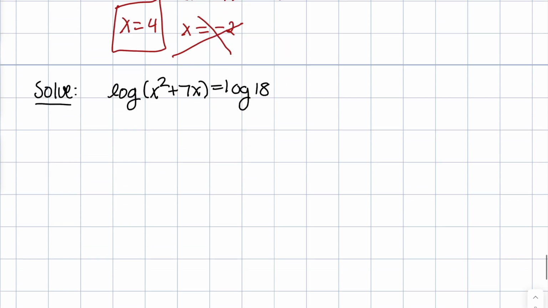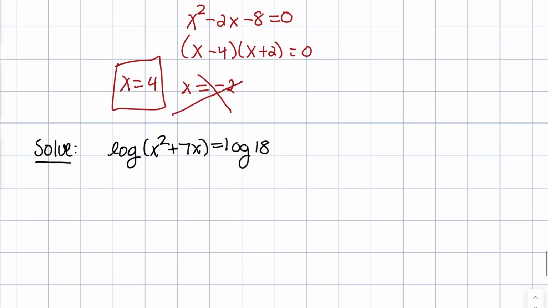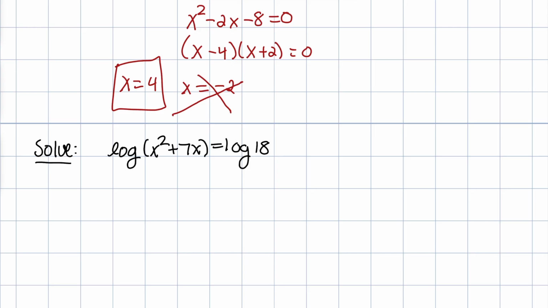Okay, let's solve this last problem. If we have two logs like this, we have log base 10 of x squared plus 7x equals log base 10 of 18. Both the logs are the same, so we set the arguments equal to each other. So we have x squared plus 7x equals 18. So that's x squared plus 7x minus 18 equals 0.